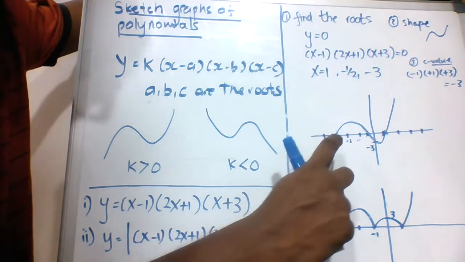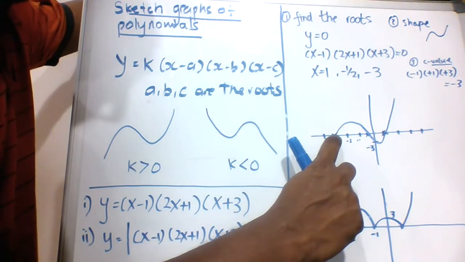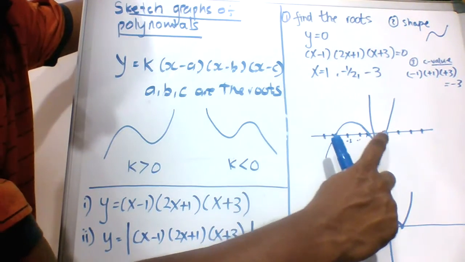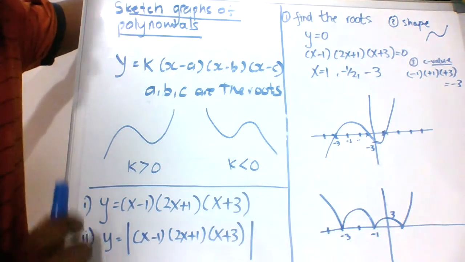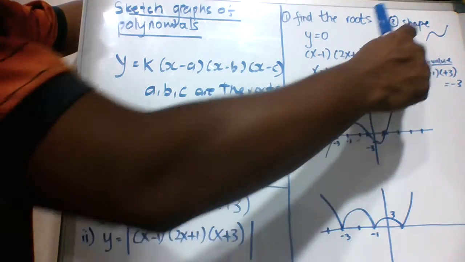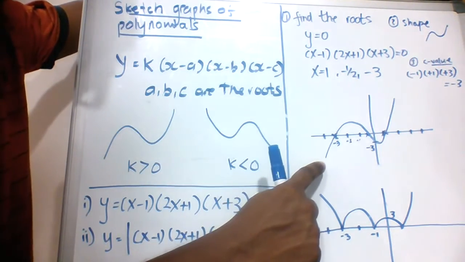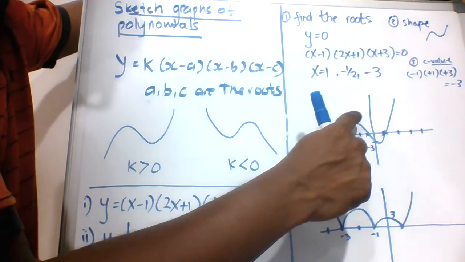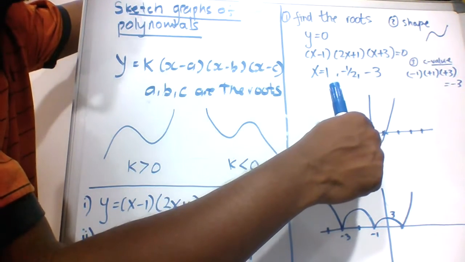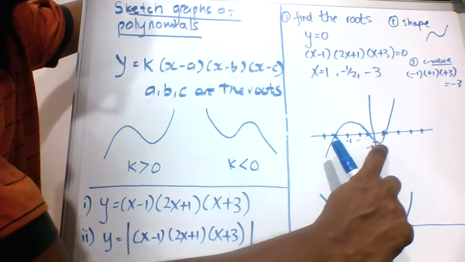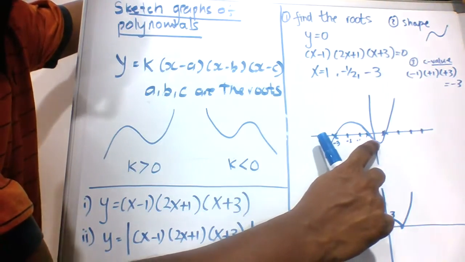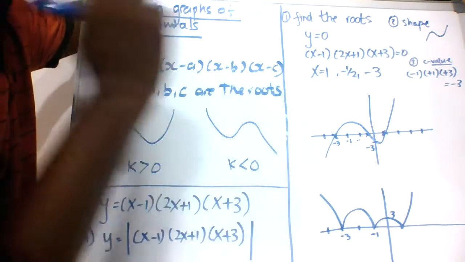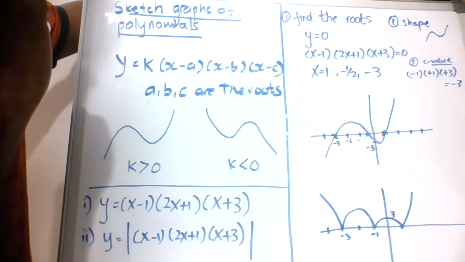So first you mark the first root, negative 3. Second root is negative half. And the third root is 1. After that, follow the shape. Pass through the first root, maximum point. Pass the second one, y-intercept of negative 3. And then it will go up. Pass through the third root, which is 1. And will go all the way up.